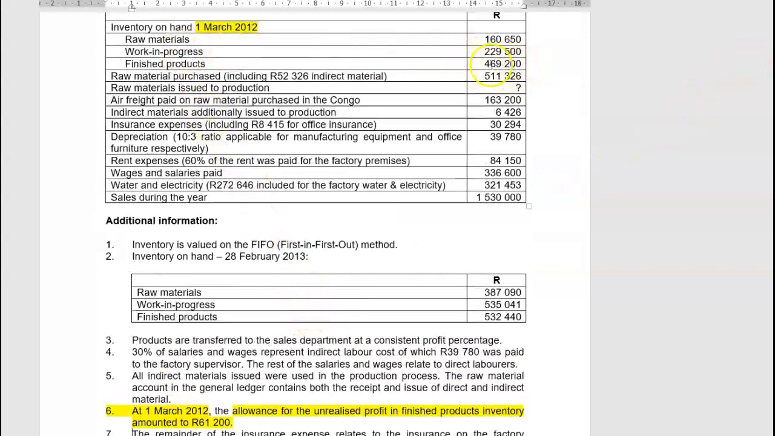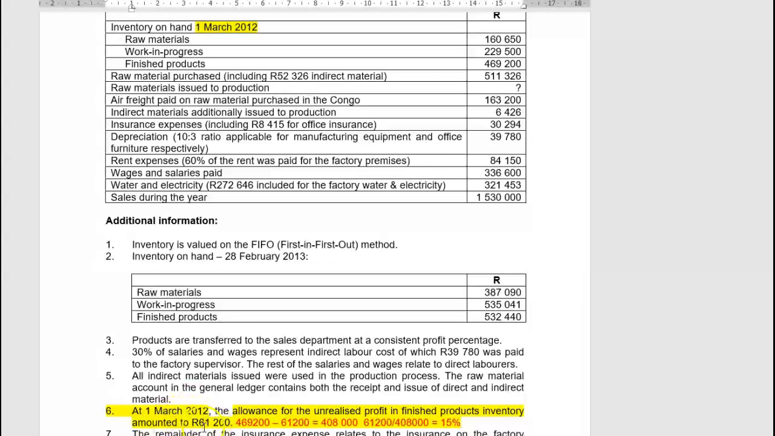We have total finished products at the beginning of the year, which was 469,200. We know that the actual value or cost price of finished goods was equal to 469,200 less 61,200. So the actual cost price was an amount of 408,000. So if we take the 61,200 now and we divide it by 408,000, we will get the unrealized profit percentage, which will give us 15%.